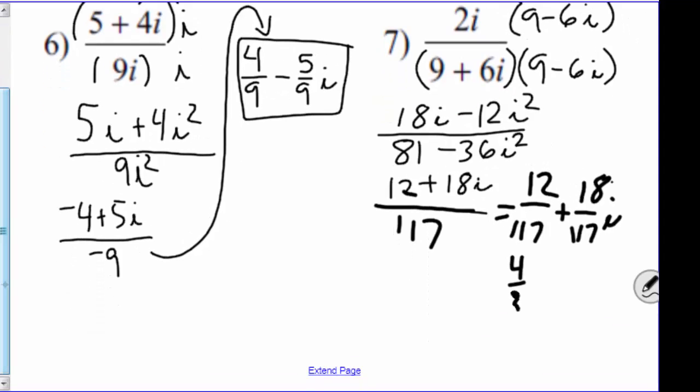So we can divide the first top and bottom by 3, and we make it 4 over 39. And we can divide 18 and 117 by 9 and make it 2/13.